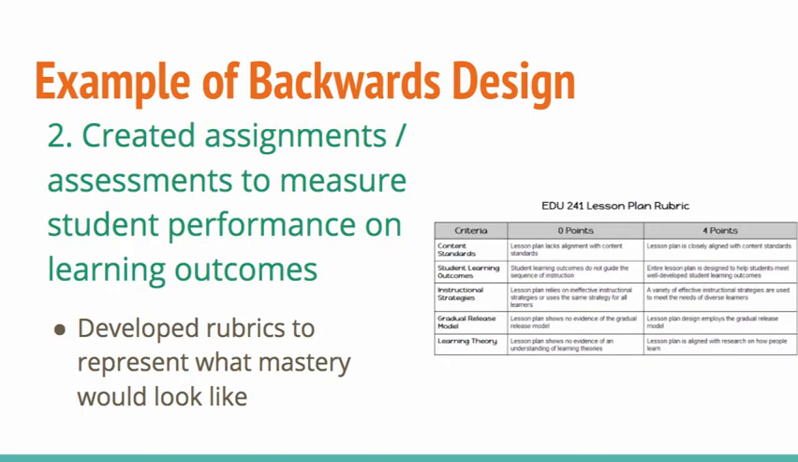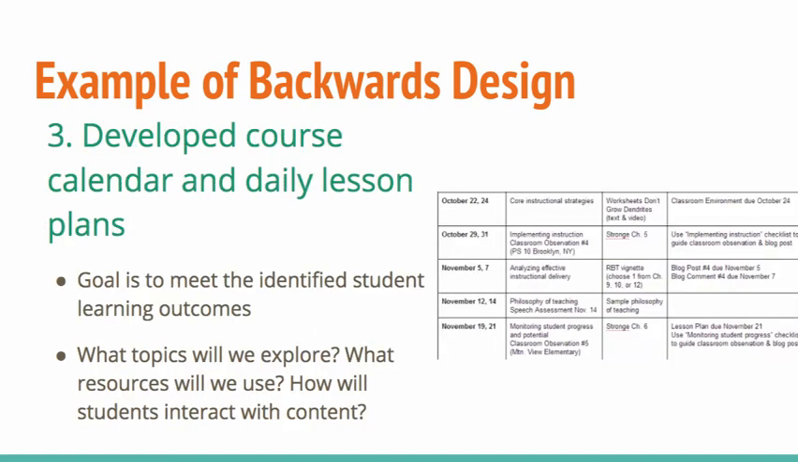The second step is determining what assignments and assessments I'll use to measure those outcomes. So if students have to meet those certain outcomes, how will I know that they've met them? What will performance look like? So that's where I develop the assignments and assessments I'll use throughout the semester to measure student performance on those outcomes. That's step 2. And the final step, step 3, is where I develop the course calendar and the sequence of instruction throughout the semester.